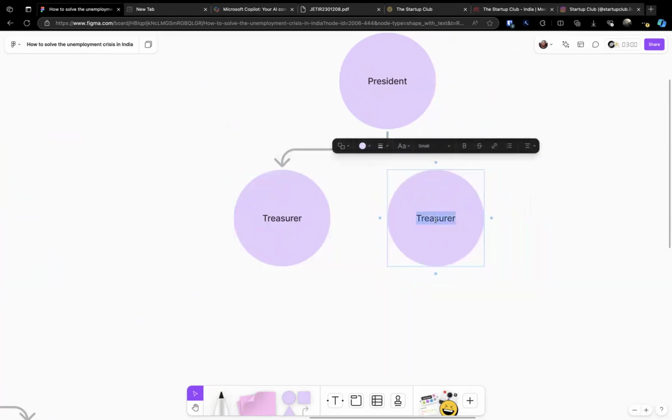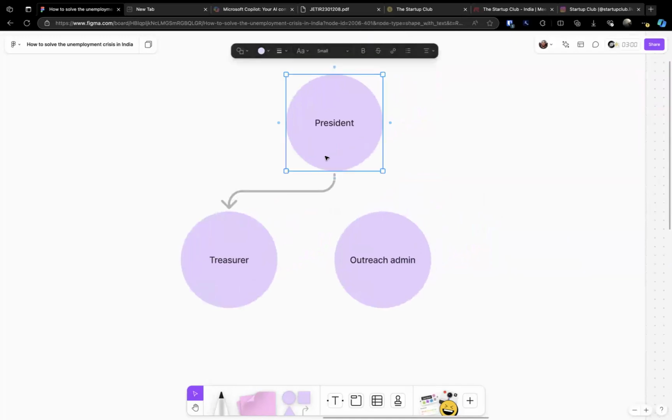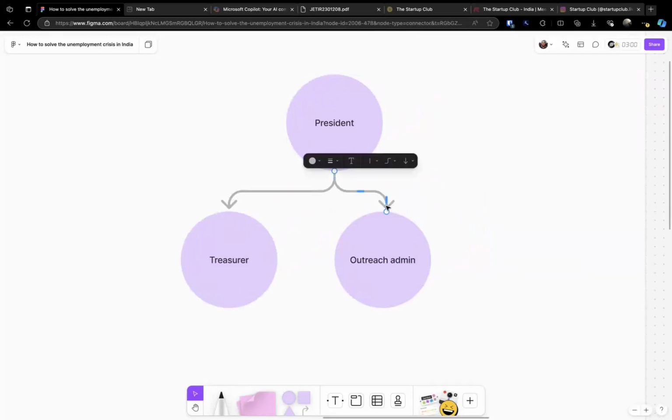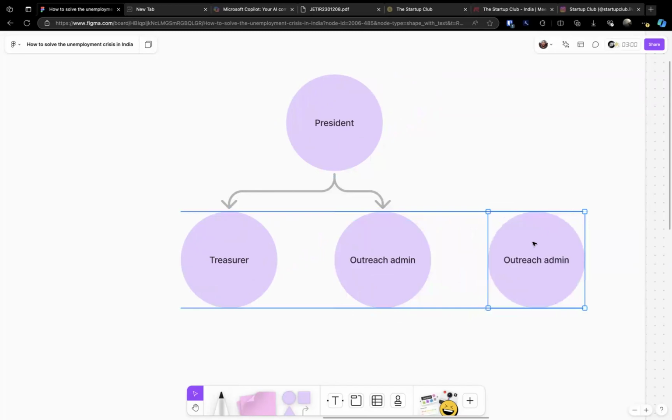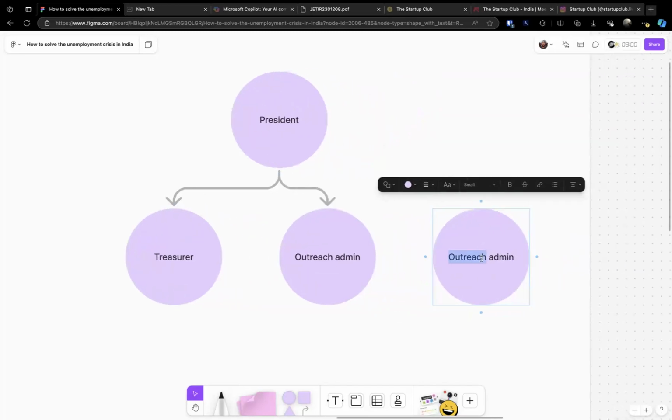And then we can also have somebody who's more of an outreach administrator, right? These are people who are trying to recruit more members into their community or something like that. And then we also have, I guess, the host.